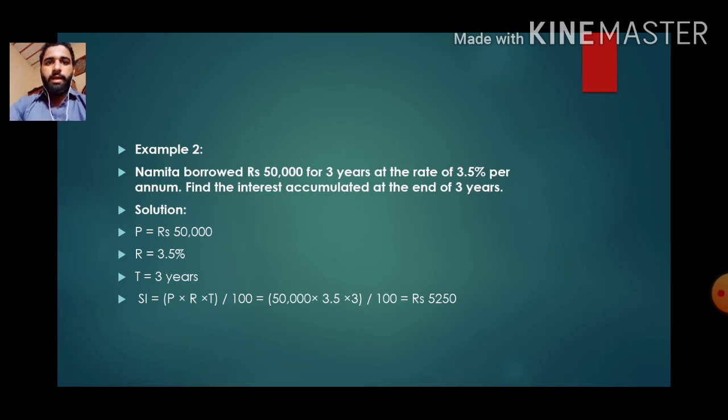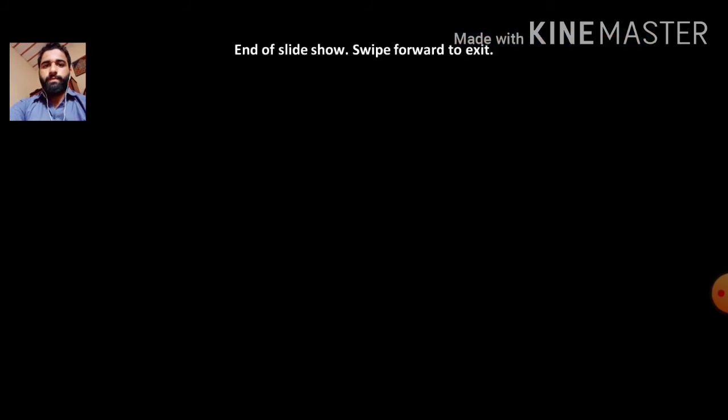Example number 2. Namita borrowed 5,000 rupees for 3 years at the rate of 3.5 percent. Find the simple interest accumulated at the end of the 3 years. Solution. P is equal to 5,000 rupees, the rate is 3.5 percent and the time is 3 years. Then SI is equal to P multiplied by R multiplied by T divided by 100. That means 5,000 rupees multiplied by 3.5 multiplied by 3 divided by 100 is equal to 525 rupees. So let's see another topic.